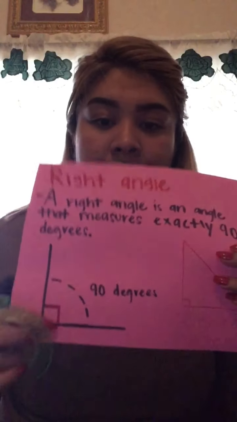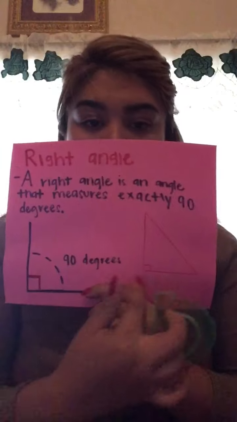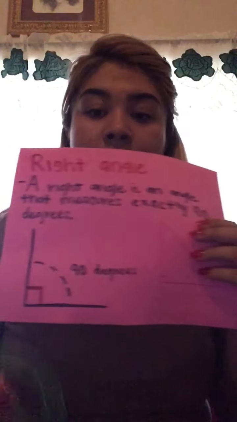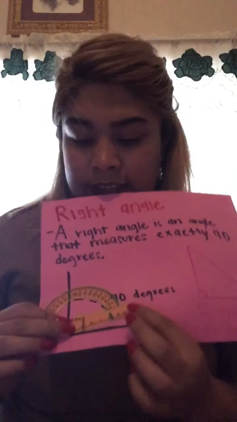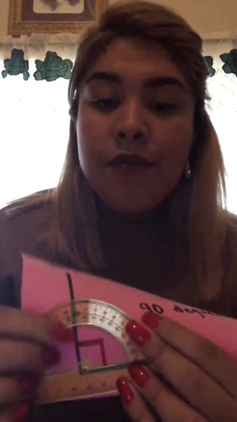Right here, I went ahead and drew the angle already. Most right angles will have a square here, like you can see, this is a right angle. And if you put the protractor in the middle, it will show you right there that it's 90 degrees.